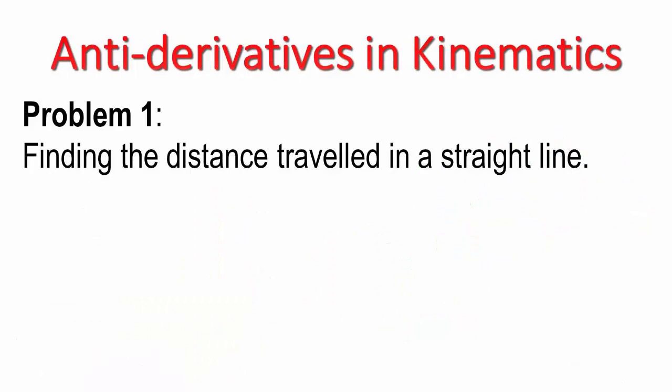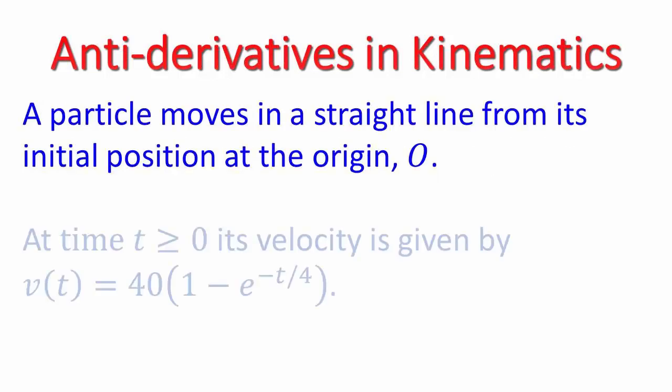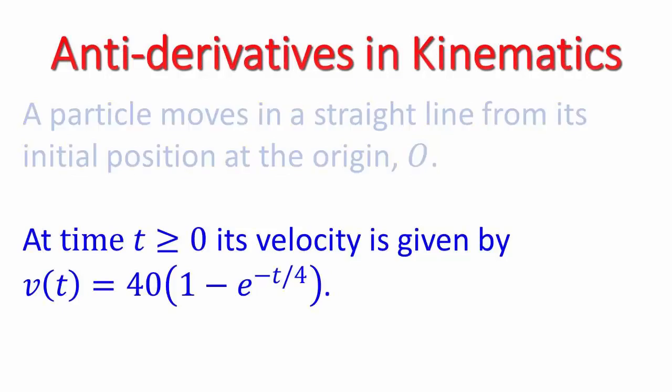We're going to look at antiderivatives in kinematics. Now, the Victorian syllabus specifies finding distance travelled in a straight line. So the particular problem we're going to have a look at is a particle moves in a straight line from its initial position at the origin. At time t greater than 0, the velocity is given by v of t is 40(1 minus e to the minus t over 4).